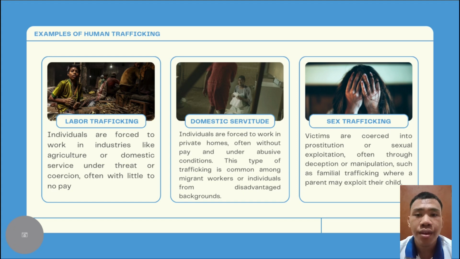Number 3. Sex trafficking. Victims, often young women, are forced into prostitution or other forms of sexual exploitation. Traffickers may use manipulation, threats, and violence to control victims.